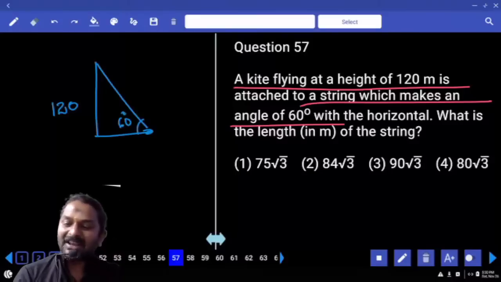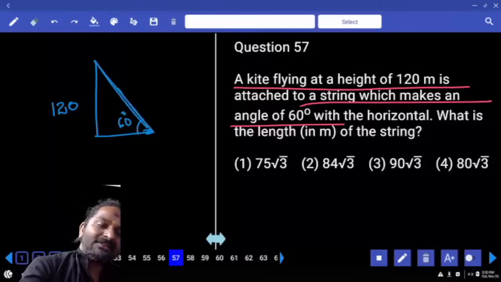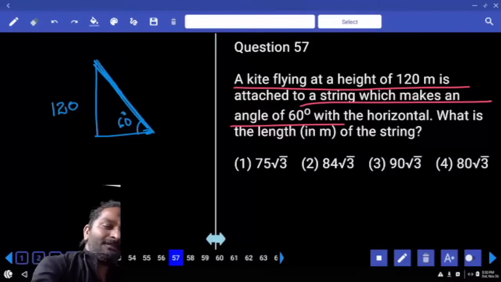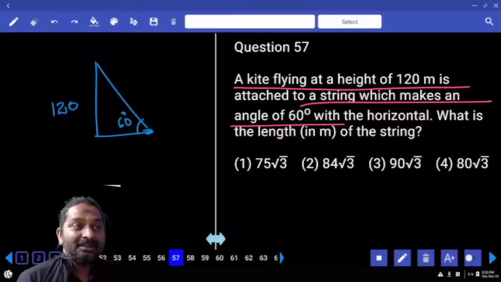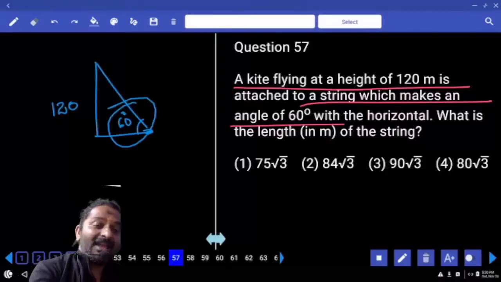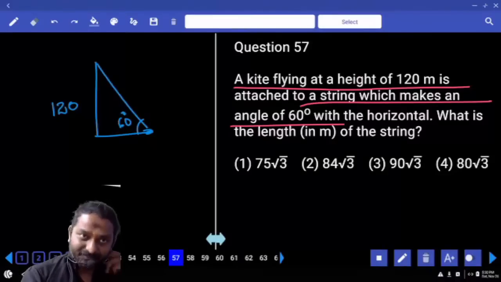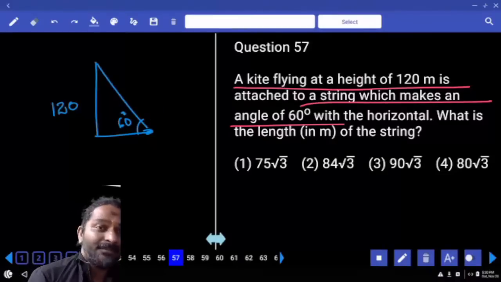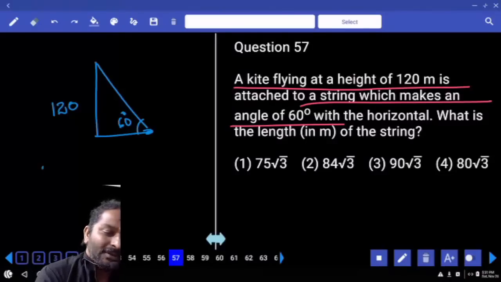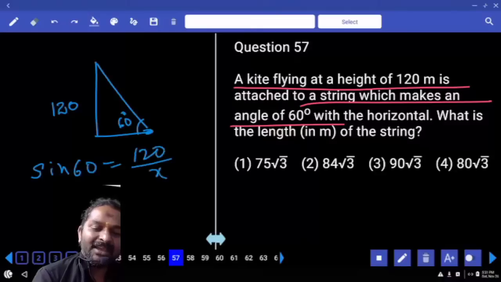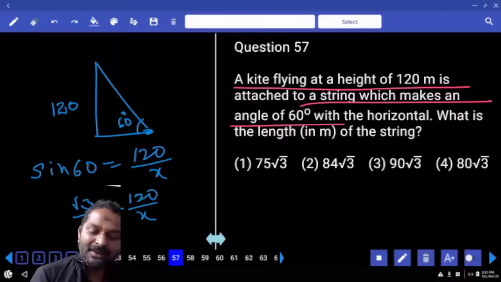Now we were asked to calculate the length of the string. That means hypotenuse only. So what angle do you want to take? 60 degrees. What should we take? Theta. Sin theta, right? So sin 60 degrees is equal to 120 divided by x, and x is our final answer. Agreed? Sin 60 is root 3 by 2, equal to 120 by x.